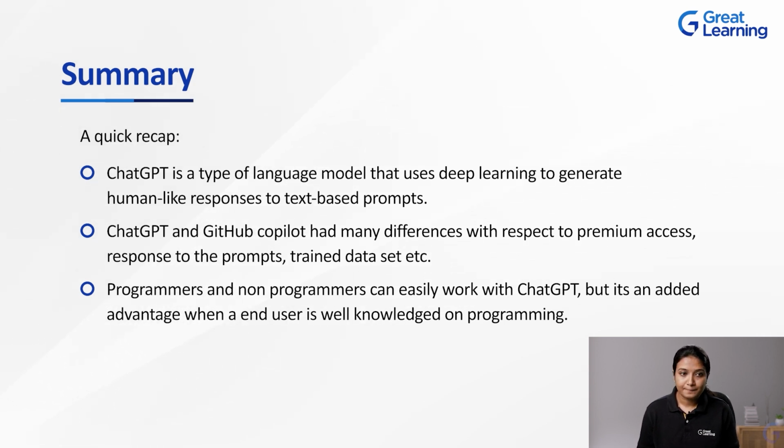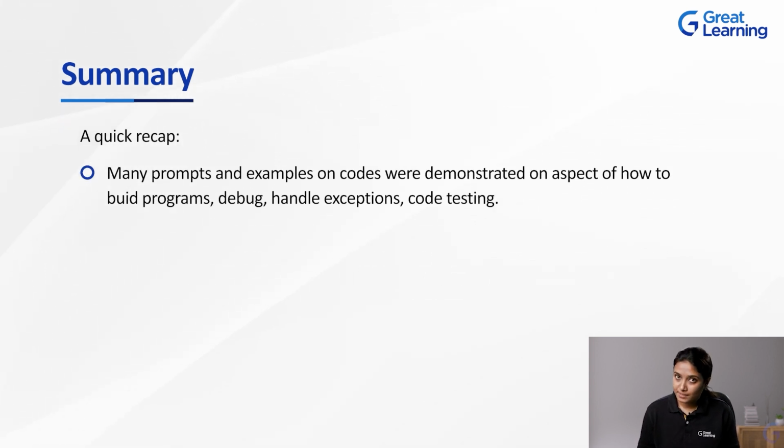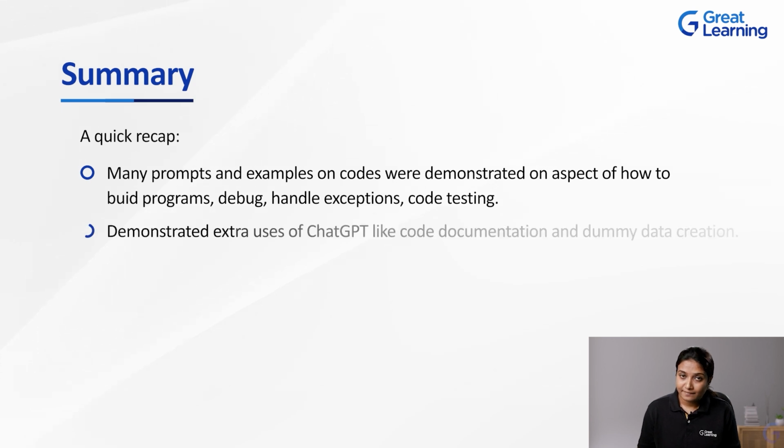We listed everything, and then many other prompts were demonstrated with respect to building code, debugging code, handling exceptions, testing, and code documentation. All the demonstrations were done. Apart from these, we had extra uses also. We tried creating a table of dummy data having certain entries inside it, and we also saw the differences in how the same prompt is executed in GPT 3.5 and GPT-4, which has access to download the file in GPT-4, which is not present in 3.5, right?